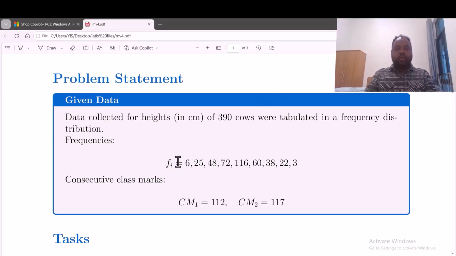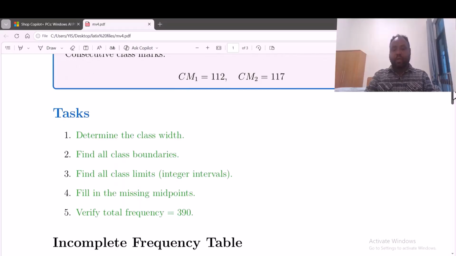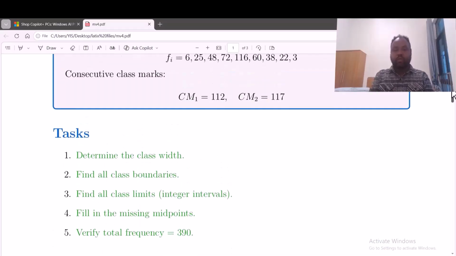Data was collected for heights in centimeters of 390 cows and tabulated in a frequency distribution. The frequency column is fully given, and the other given information from this frequency distribution is the class marks of two consecutive classes, in particular the class mark of class 1 and the class mark of class 2. Class mark is nothing but the midpoint of a class.